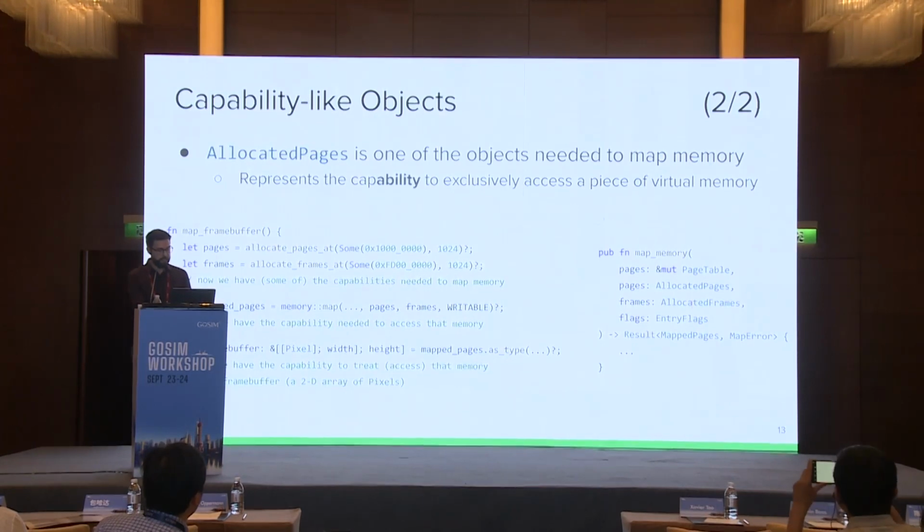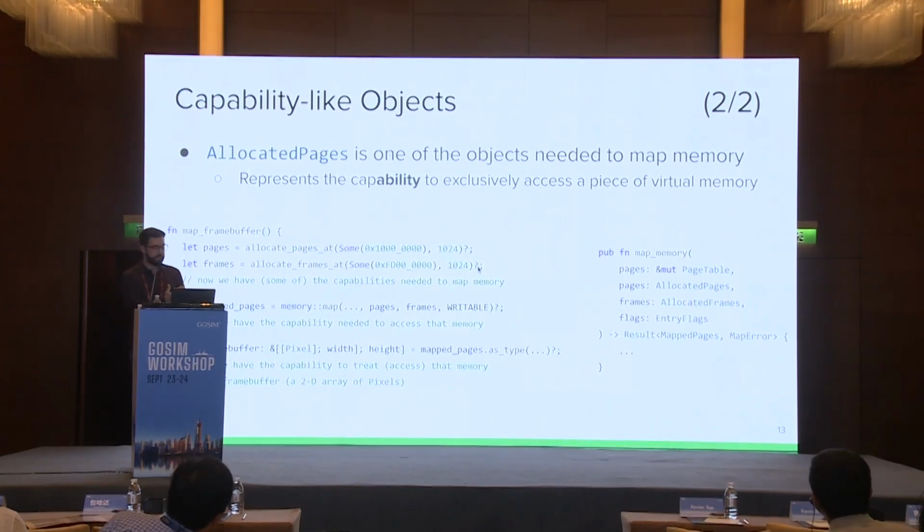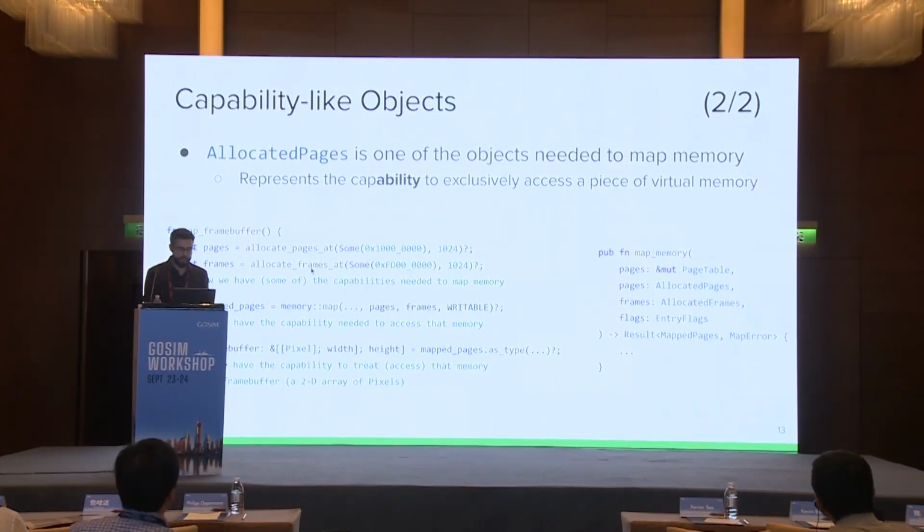Again, this is the question mark operator, which is an early return upon a failure. So if and only if we are able to successfully allocate pages and frames can we proceed to mapping them, right? This makes sense. This is nothing too complicated, right?